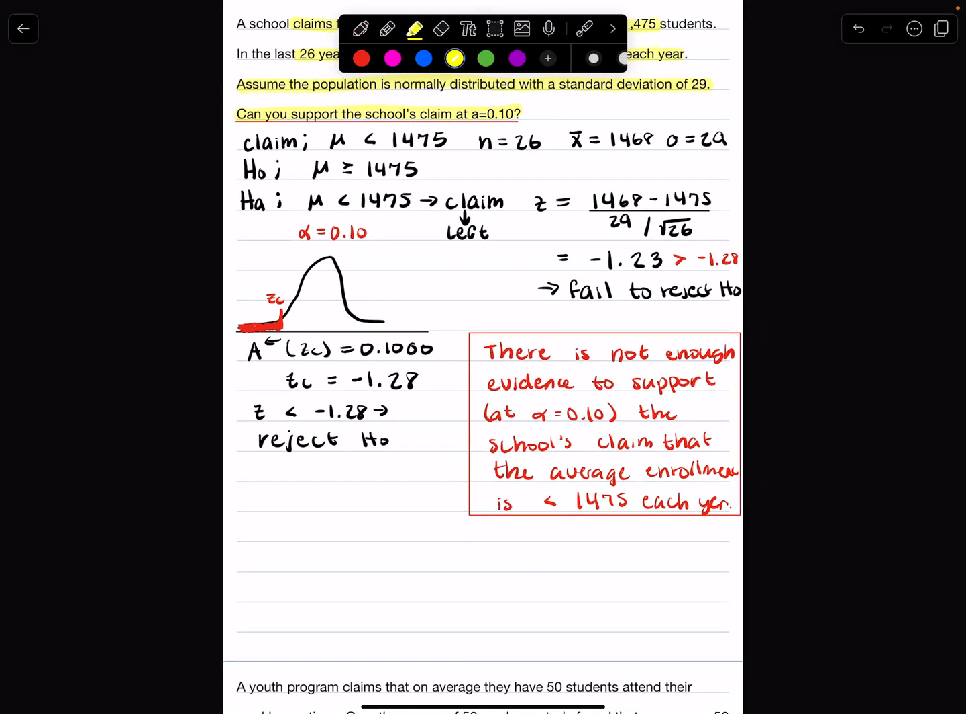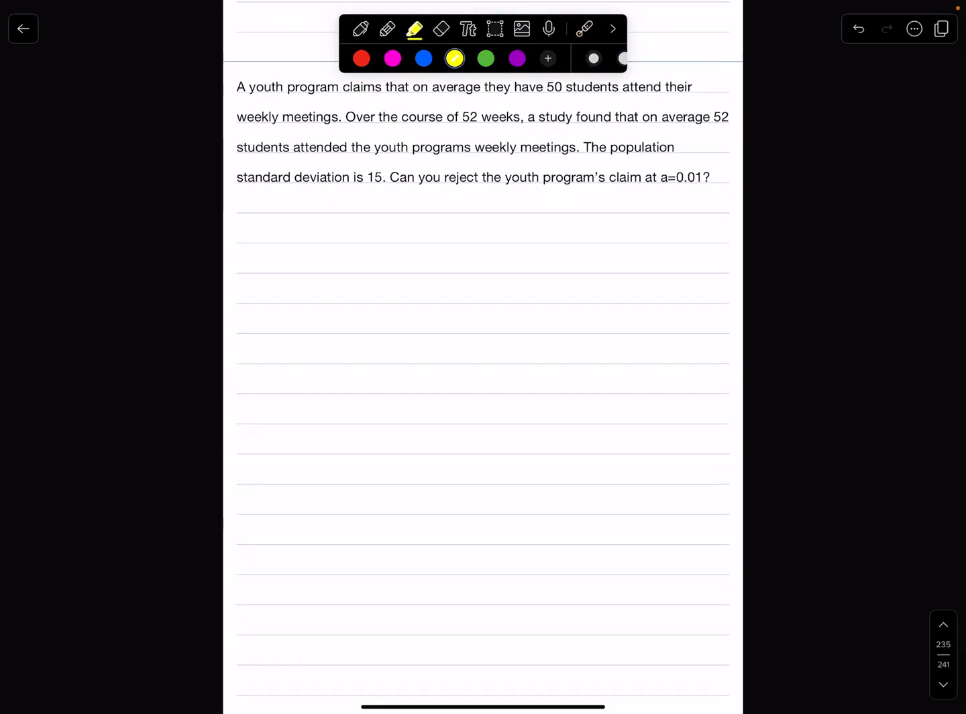All right, and that's all we wanted. Can we support the school's claim? No, there's not enough evidence. That's it. We're done. Let's move on to this next example.